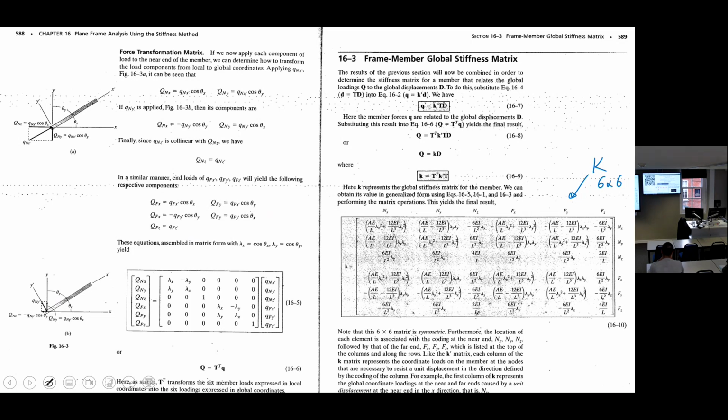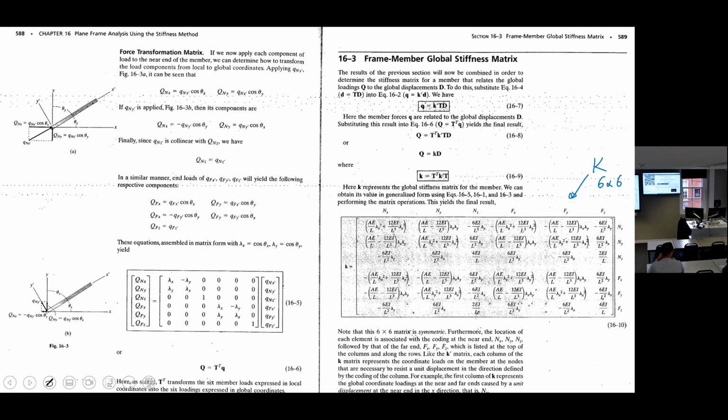But it looks a little bit more complicated because it has too many terms. But don't worry, all the terms are either lambda x, lambda y, or AE over L, 12 EI over L3, or something like 6EI over L2. If you have this one, you have this here, here, here, you know, you can just fill them up very quickly.